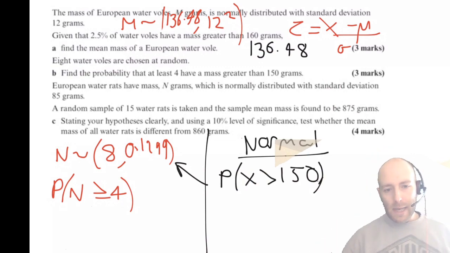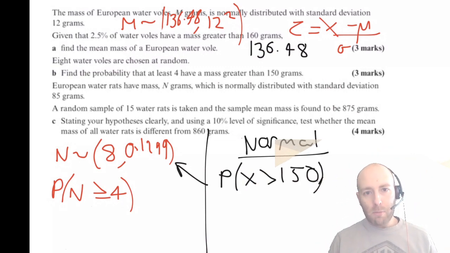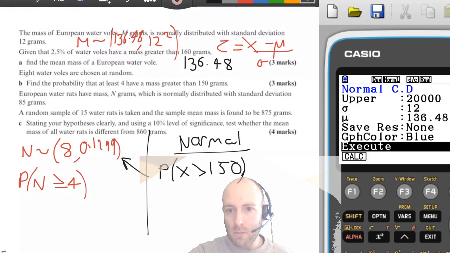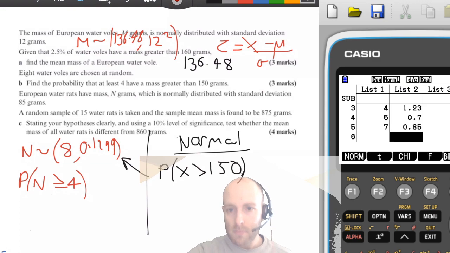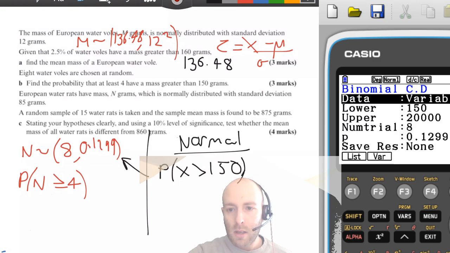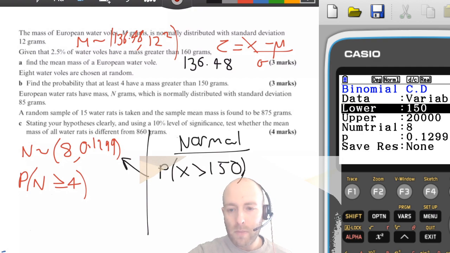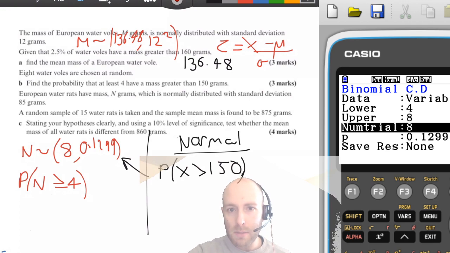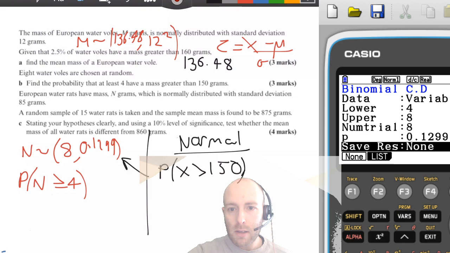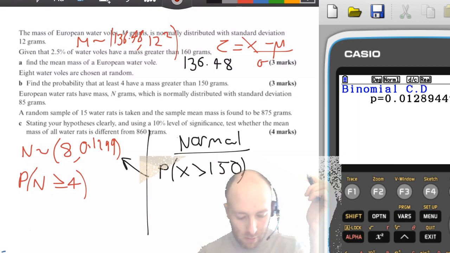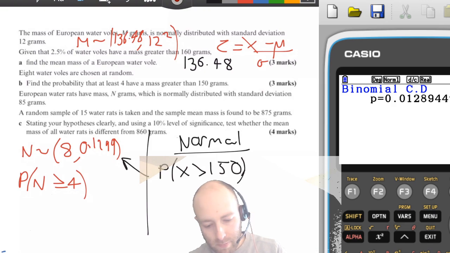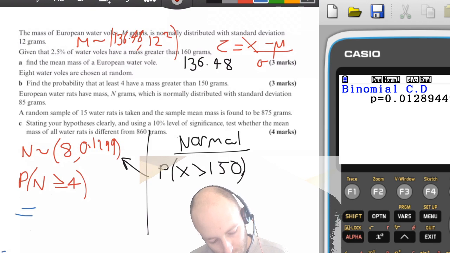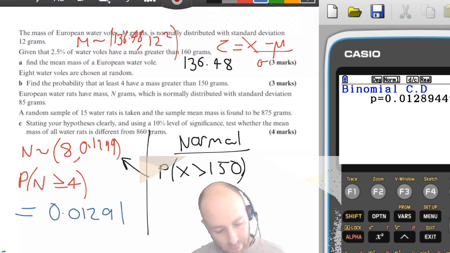Okay, so then we're going to use a binomial distribution in order to work out the probability n is greater than 4. So bring back the calculator, back to distribution, binomial this time, B, C, D. Our lower is going to be 4, upper is going to be 8. Number of trials is 8, and there's my probability already typed in. Calculate, and we get 0.0129 as the overall probability. Cool.